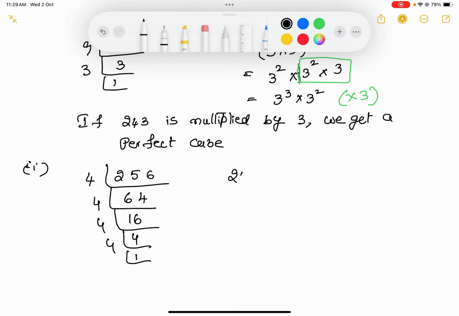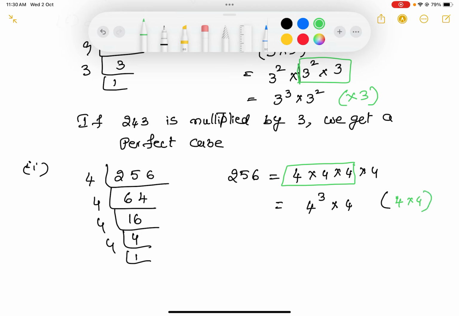So what is being written? 256 can be written as 4 into 4 into 4 into 4. So I can take 3 of 4 as one set and the other is 1. So it is understood that 4 cube into 4. So how many more 4s if I multiply, I get the cube, perfect cube? I have to multiply with 2 more 4s, right? So 4 4s are 16.